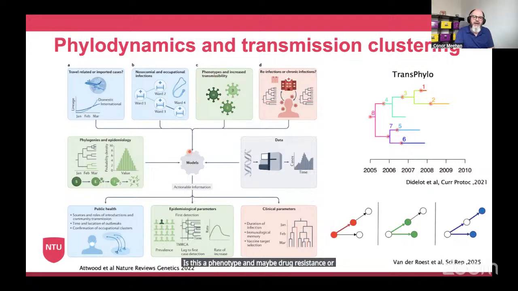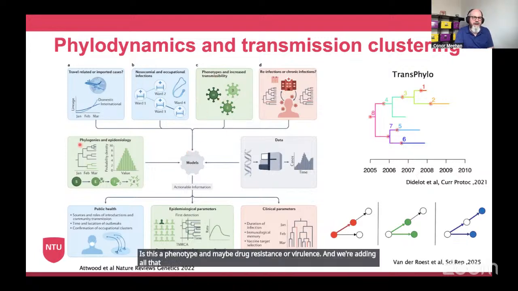And we're adding all that into a model along with the phylogenetic information to come up with things like what's the first detected isolate? Where did our isolate break out? What kind of virulence are we seeing? What kind of duration of infection? Lots of these things. And this Nature Reviews paper by Attwood et al. really sums up phylogenomics really well.